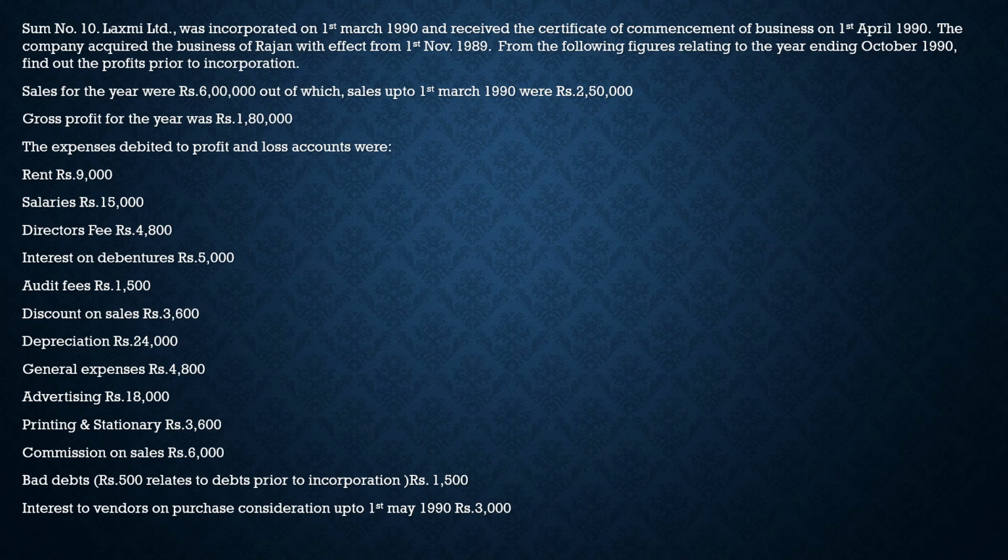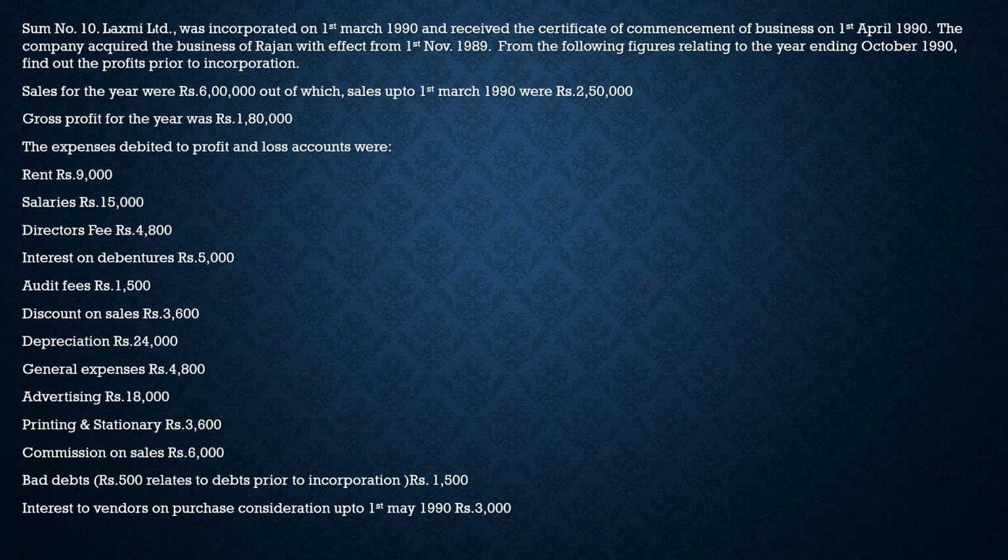Okay. So the data given here, the sale for the year, the total year, that is 12 months, it is 6 lakh. Out of this 6 lakh, the sales for up to 1st March. 1st March is nothing but the pre-incorporation period. Your first date starts from, what is the first date here? November. What is the second date here? 1st March. That is incorporation period. What is the last date, that is closing year? It is October 31st, 1990. Okay. So here the sales clearly given for the first pre-incorporation period is 2,50,000. Out of 6 lakh, 2,50,000 for the pre. What will be the remaining then? Remaining will be 3,50,000. That will be for your post-incorporation. So that will be a sales ratio.